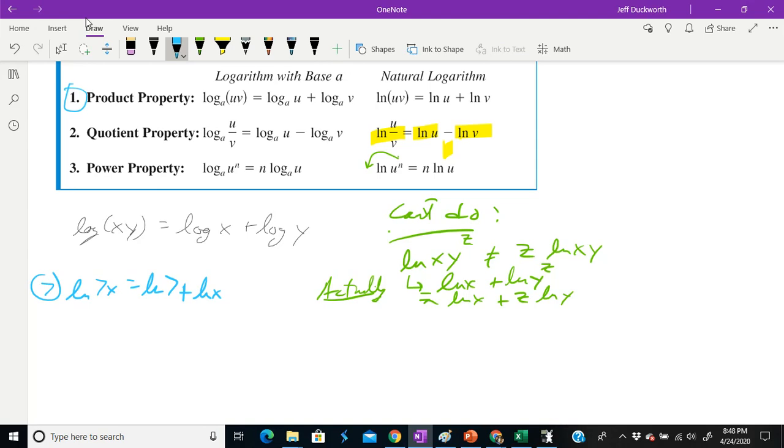Let's look at number 47. Excuse me, that was 41. I don't know where I got 7. Let's do 47. ln of root z. All right, well, we have to remember that the square root means it's to the 1/2 power. So this equals ln of z to the 1/2 power. And using the power property, that equals 1/2 ln of z.